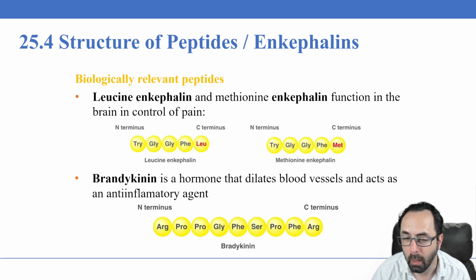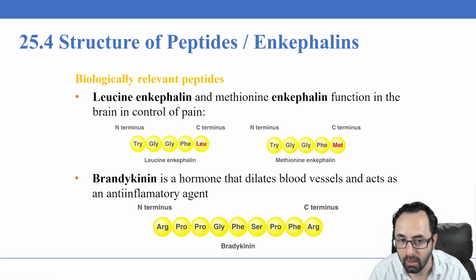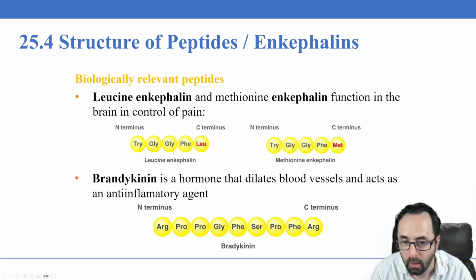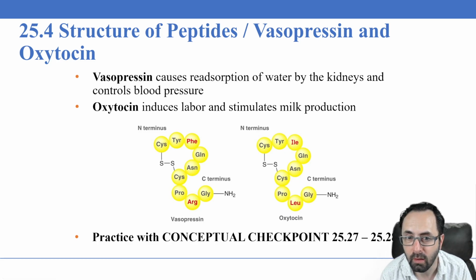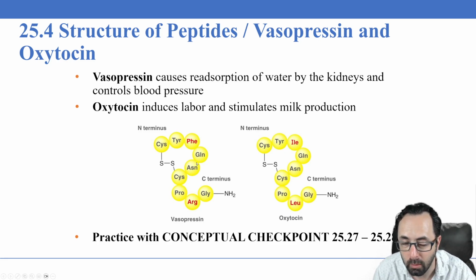So here are a few small peptides that are relevant to biology. Leucine enkephalin and methionine enkephalin function in the brain, and they control the pain response. Bradykinin is a hormone that dilates blood vessels and acts as an anti-inflammatory agent. And so you can see the series of amino acids that produce those small peptides that are relevant to biological chemistry. Another important small peptide is vasopressin, which causes reabsorption of water by the kidneys. It controls blood pressure, and it contains a disulfide bridge between two cysteine residues here. And oxytocin, another one, induces labor and stimulates milk production, and this also contains a disulfide bridge.